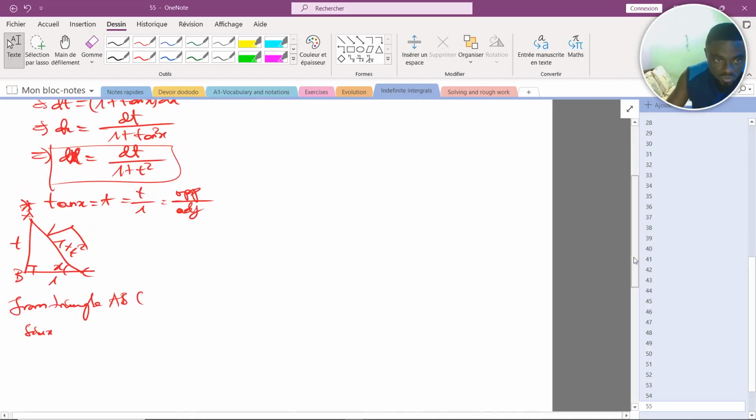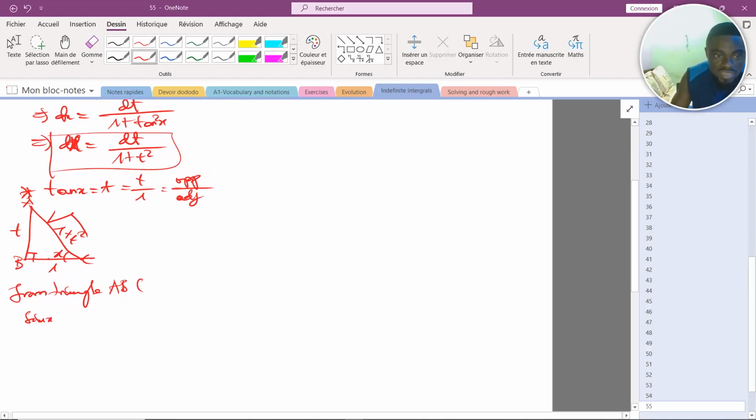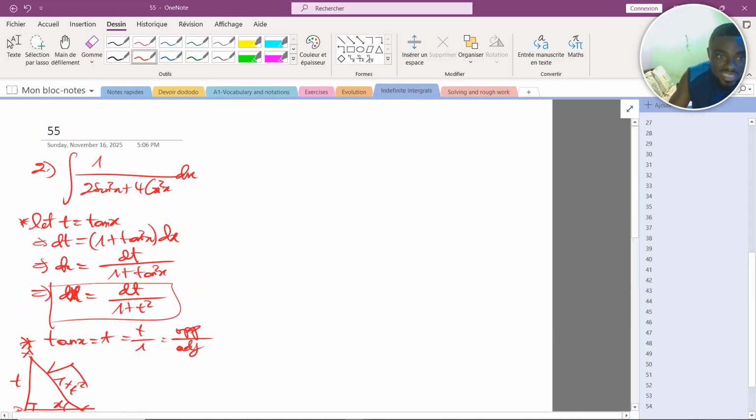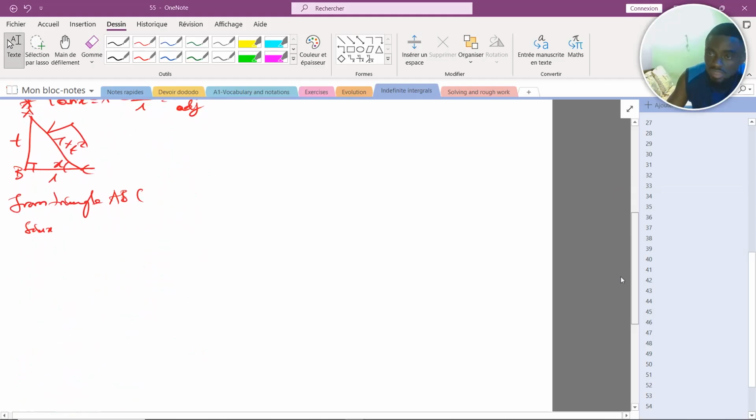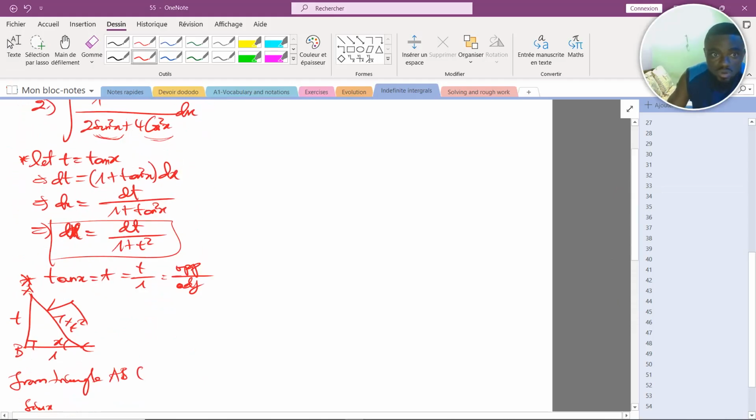Be very careful. I'm not finding sine x because my triangle is having x. I'm finding sine x because inside my integral, I will have a sine x that I will have to substitute here, and I will have a cos x that I have to substitute here. It's not because of the triangle that I'm finding sine x. It's because of what the integral has given to us.